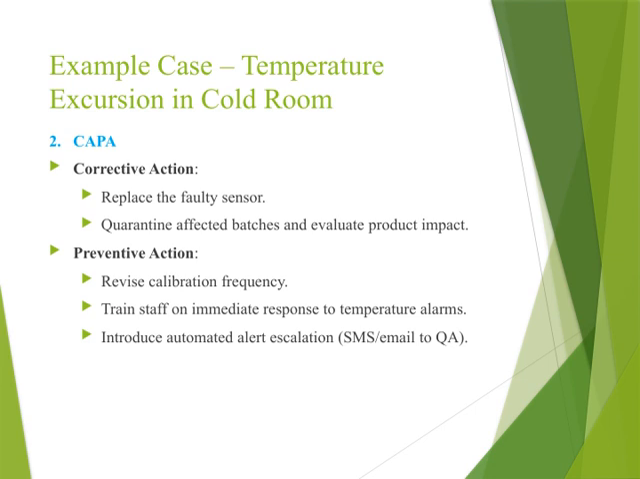First, the corrective action involves replacing the faulty sensor to ensure accurate temperature readings. It's crucial because a faulty sensor can give false readings, which might lead us to believe everything is fine when it's not. Next, we quarantine the affected batches and evaluate the product impact. This step helps us prevent potentially compromised products from reaching patients or customers and allows us to assess how significant the issue is.